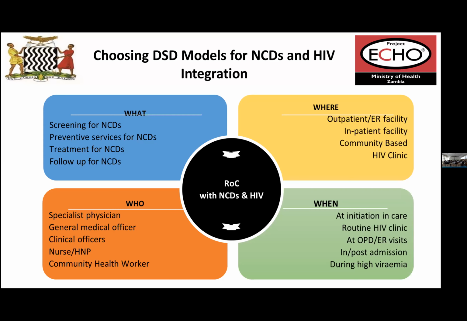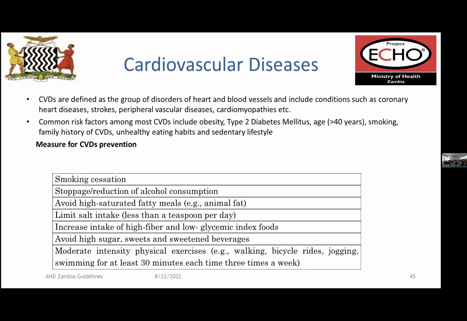This is just trying to help us choose a DSD model for NCD and HIV. We have to answer the what, who should do it, where should it be done, and when should it be done. Next. I'm not going to go through the risks and the management of cardiovascular diseases, but I'll just point out that the 4 modifiable risk factors are usually common to all of them. Next.